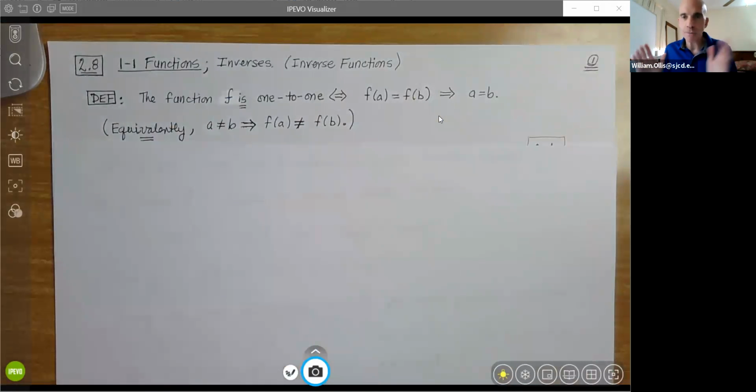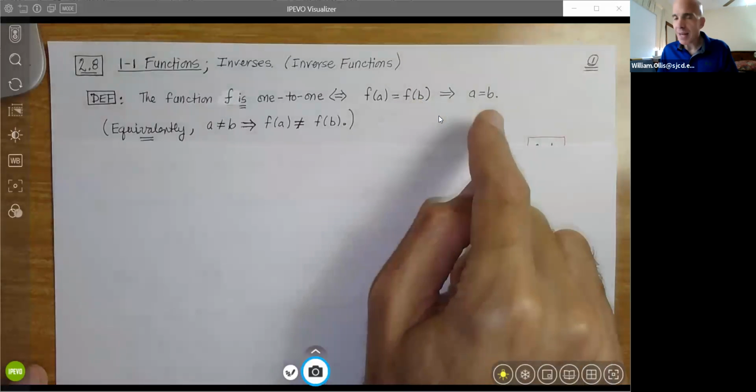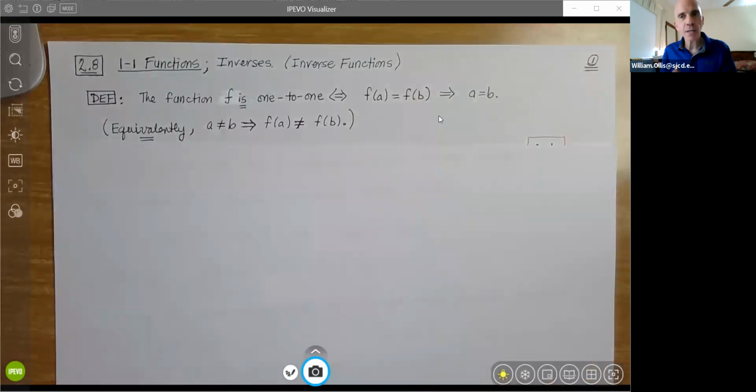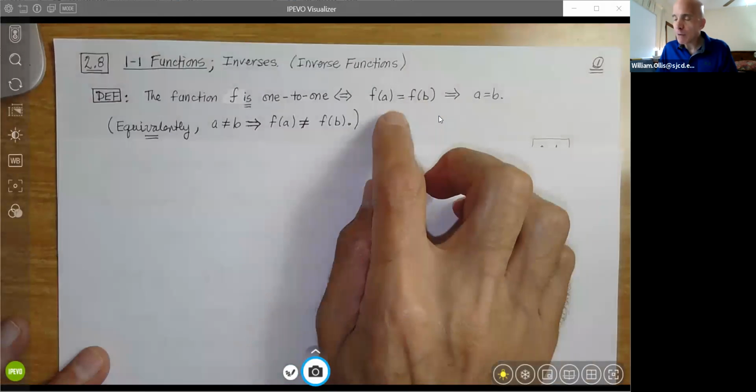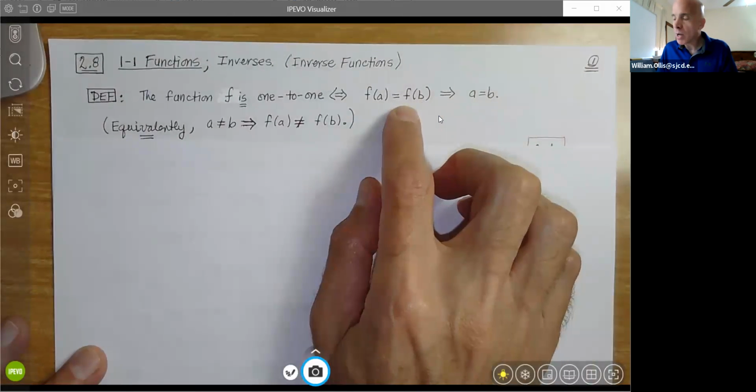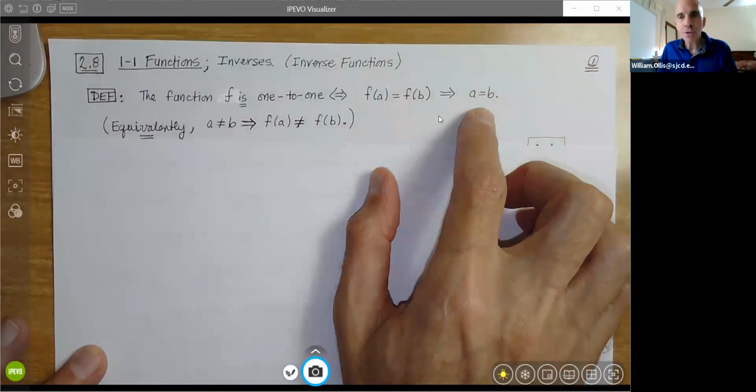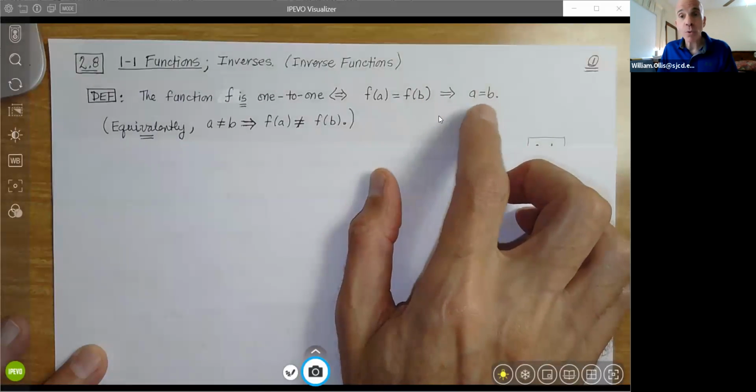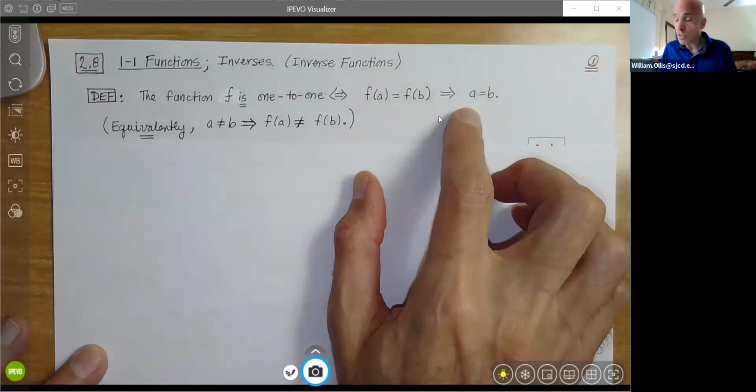A and b are just convenient. This will imply that a equals b. Basically what that's saying is that if you have two elements in the range that are equal, it must be the case that the inputs were equal. And that's an algorithm that we will use to show that a function's one-to-one.